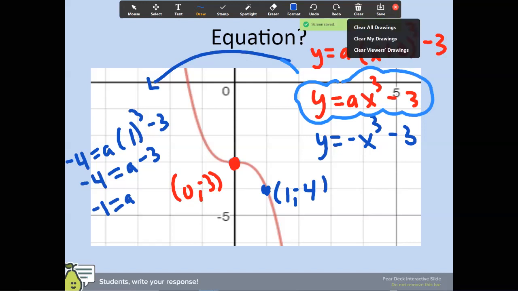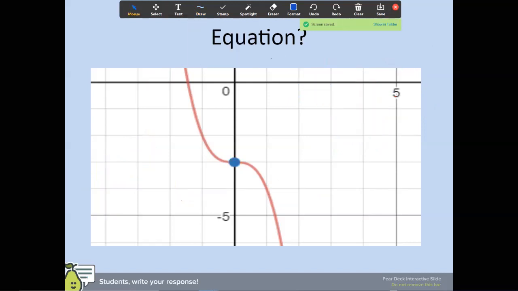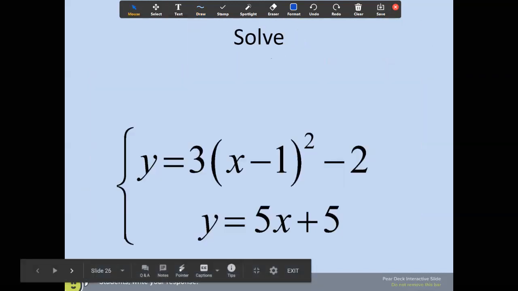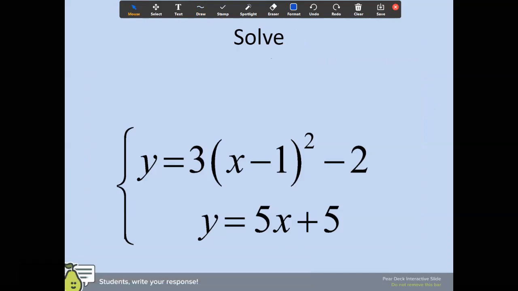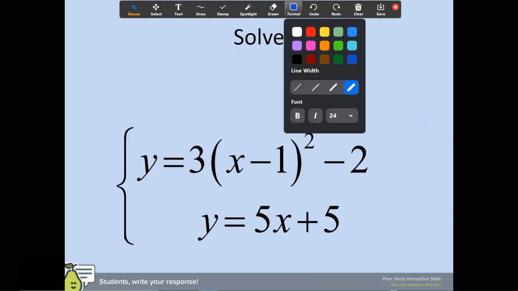Okay, clear. Next problem. On the next problem, we're solving this system of equations. We actually have a parabola and a line, and we want to know where they intersect. So you need to give me an x and a y. If you have an x and y in your equation, you need to give me an x and y in your answer. So you're going to be giving me points.